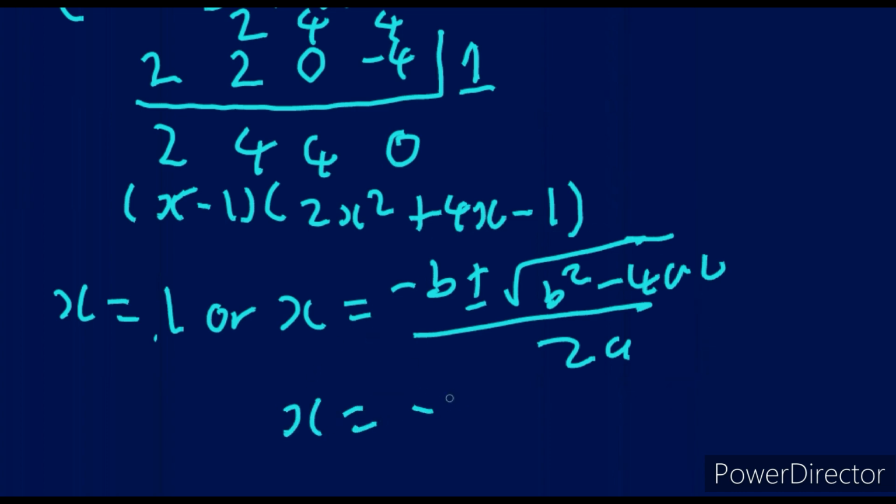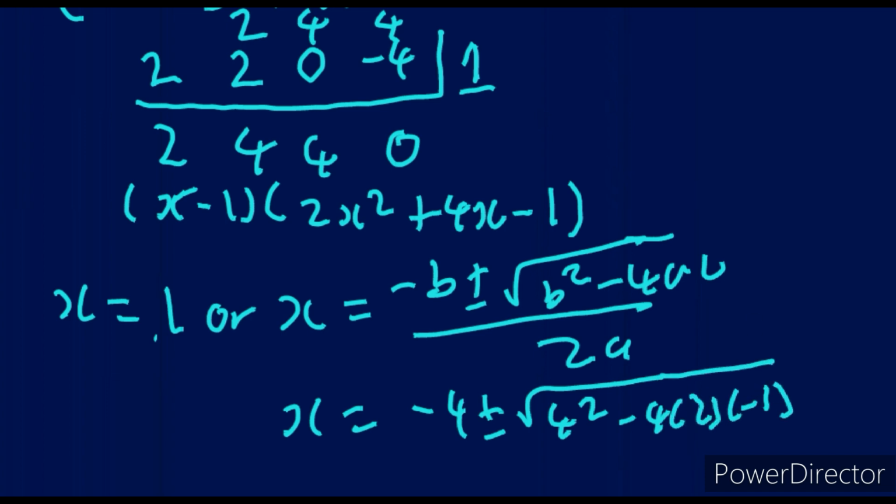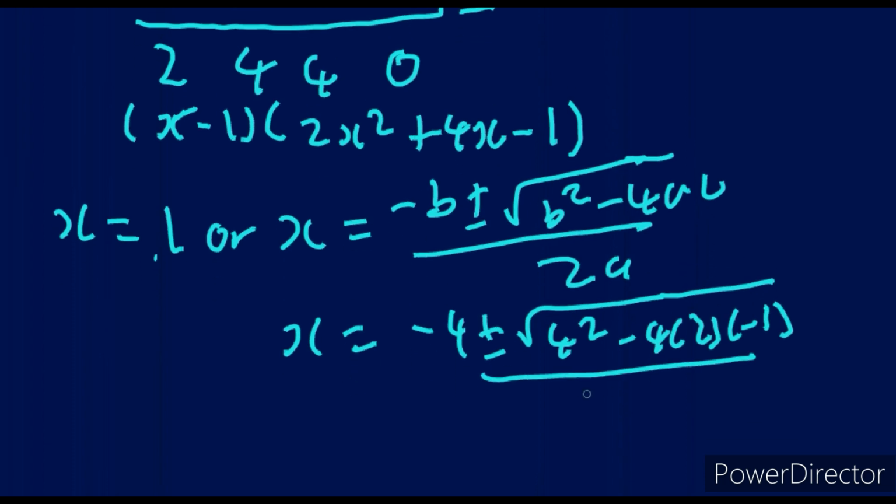minus b, which is 4. So it's going to be plus or minus the square root of 4 squared minus 4. Our a is 2 and our c is negative 1. So we're going to have this all over 2a. Our a is 2. So if you type this in a calculator, you'll see it will give you error. So it means there are no solutions. So you'll just say no solutions.